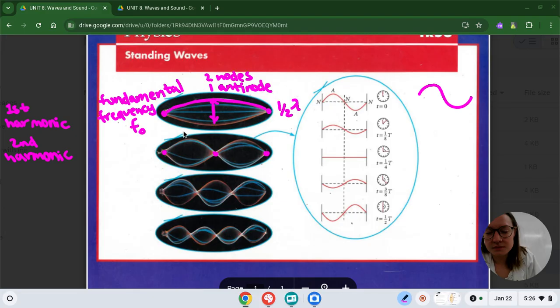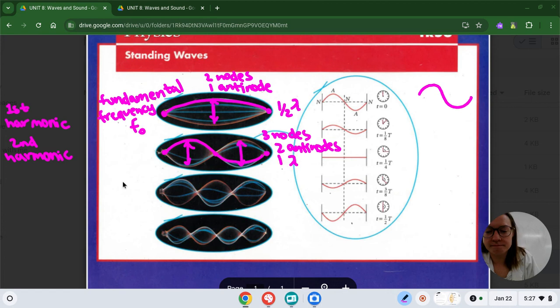It gives you 1, 2 antinodes, and you can fit a total of 1 wavelength here on the string. Notice I have an up part and a down part. So it's 1 wavelength on the string.